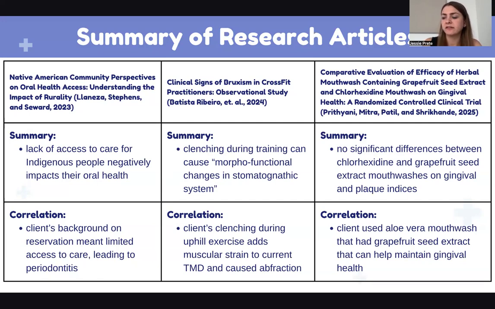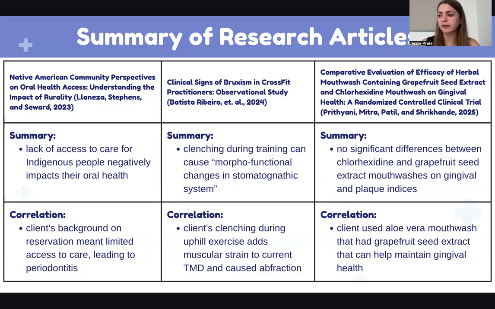The second article discusses how bruxism and clenching affect athletes' oral health, and this pertains to the client's habit of clenching while running uphill, which led to the client's abfraction. The article also relates to the client's TMD because the participants in the study report that clenching during training can cause morpho-functional changes in the stomatognathic system regarding their muscle strain. This may have had similar effects on the client, and it's good that they're aware of their own habits and how it can affect them.